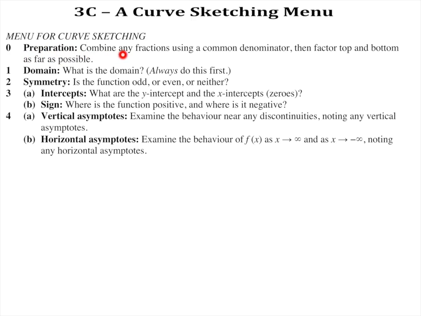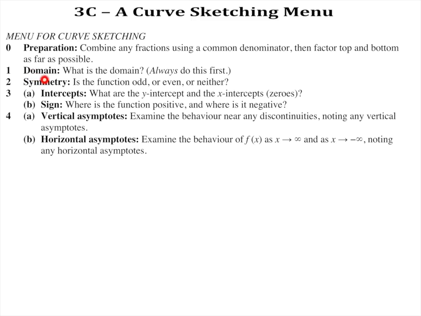The preparation is that if there are separate fractions we combine them to get a common denominator, and then we're going to factorize the top and the bottom as far as we possibly can. That's our preparation. That's getting the ingredients ready. Once the ingredients are ready, then we've got four main things we have to look at.